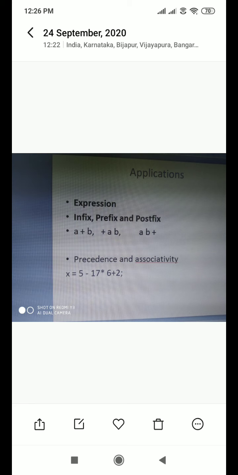The expression is a sequence of operators and operands that reduces to a single value after evaluation. Next, what are the operands? The operands are variables and constants, whereas operators consist of symbols.